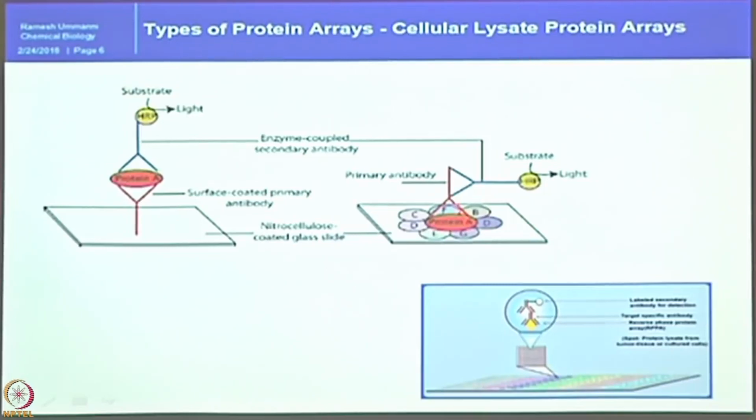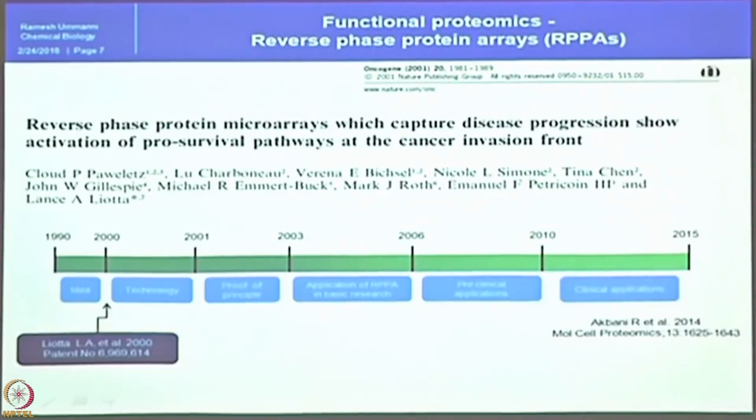Once you have the primary antibody bound to protein A, after several washings you can use the detection antibody, which is nothing but a secondary antibody labeled with a specific visualization method, and then you can detect it. This can be miniaturized into a high throughput array by spotting many different samples. So, this is basically the reverse phase protein array.